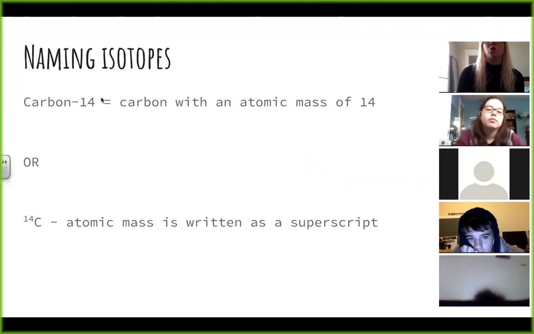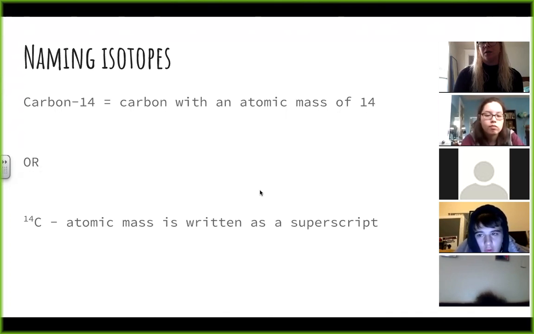This is straight from Canvas and is pretty self-explanatory, but when we're talking about an isotope, you will see a number with it. So if it just says carbon, we're assuming that we're talking about the most abundant form of carbon, which is carbon that has an atomic mass of 12, or whatever the atomic mass is on the periodic table usually. If we see carbon-14, or a superscript 14 with a C, then that is telling us that we're talking about an isotope. And an isotope is going to have a different atomic mass than a regular carbon atom.